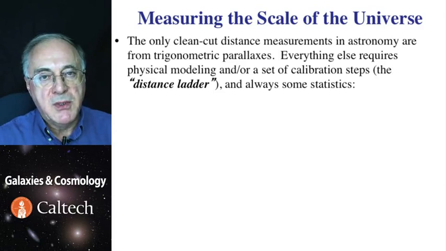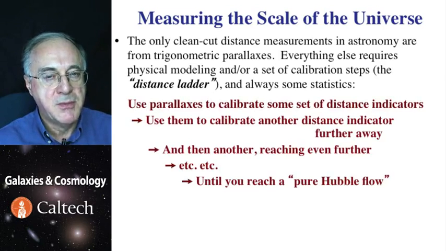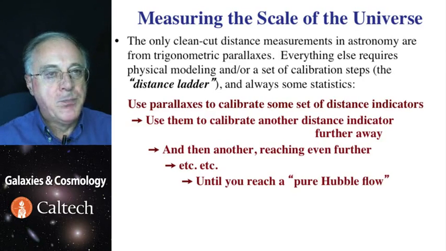Thus, we have a concept of the distance ladder, which means that we first measure distances to objects where we're sure how to do it, such as nearby stars. Then we use that to calibrate distances to some objects further away, star clusters say, and so on and so on. So we calibrated distance indicators relative to each other. And this is what's known as the distance ladder.